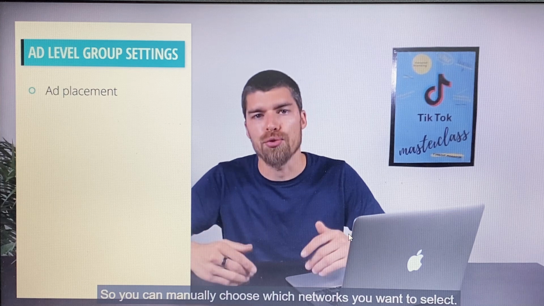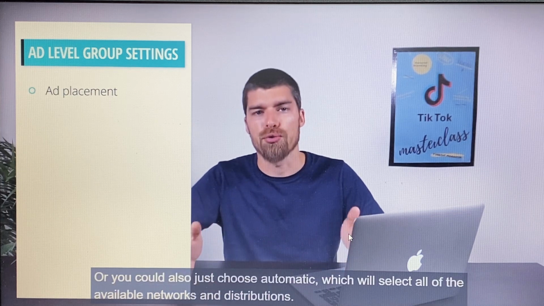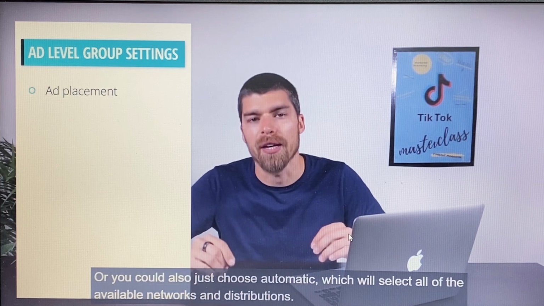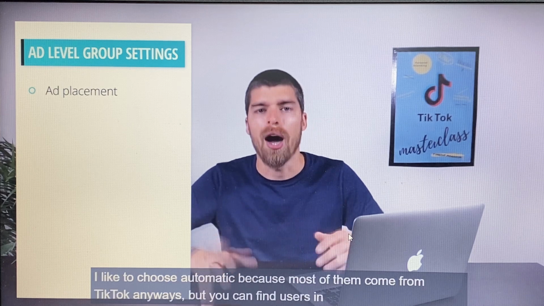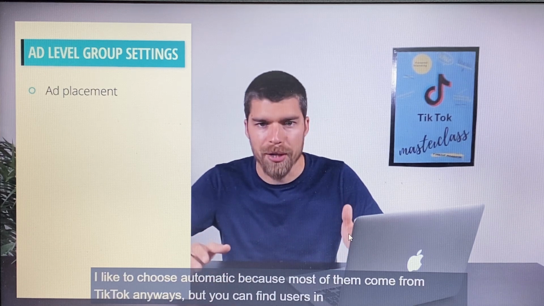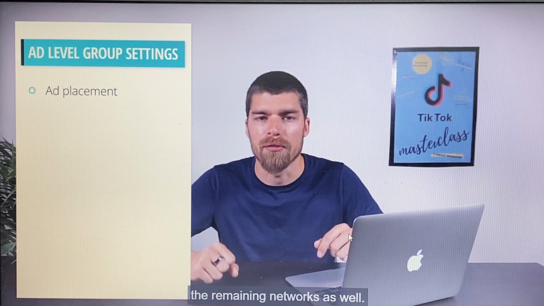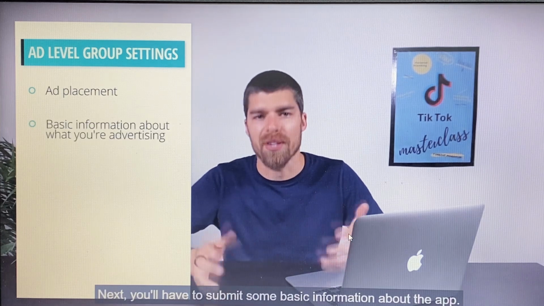So you can manually choose which networks you want to select, or you could also just choose automatic, which will select all of the available networks and distributions. I like to choose automatic because most of them come from TikTok anyways, but you can find users in the remaining networks as well. Next, you'll have to submit some basic information about the app.